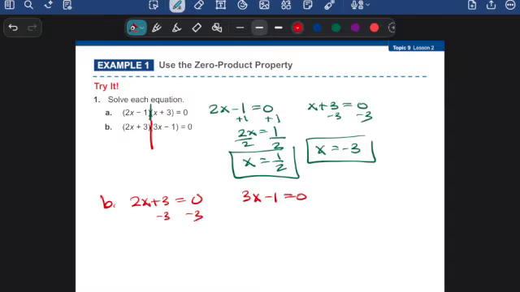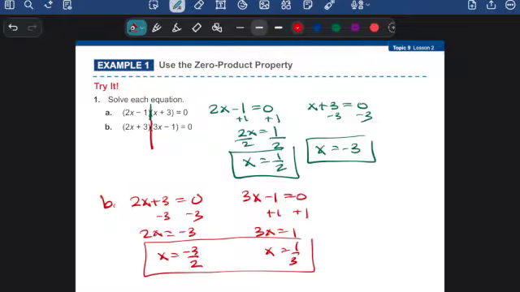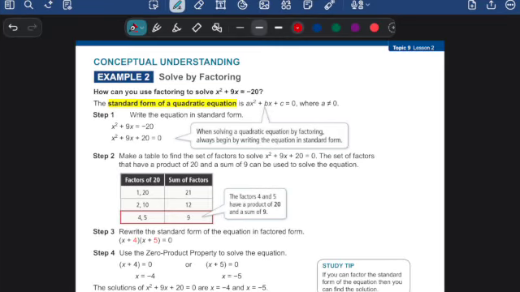Subtract 3, 2x equals -3. Divide by 2, x equals -3/2. There's one solution. Add 1, 3x equals 1, x equals 1/3. So there are our solutions for part B. Those are the x-intercepts. Example 2, solve by factoring.